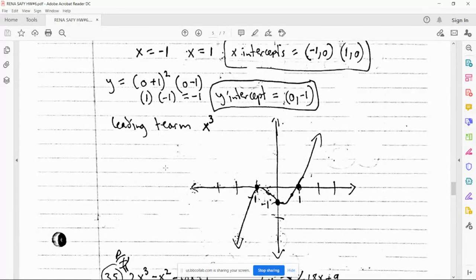Yeah, good job. We see two factors that are -1, so the multiplicity of the root is 2. So it just touches the point, and does not go through the point. Great job. Okay, thank you, Rena.